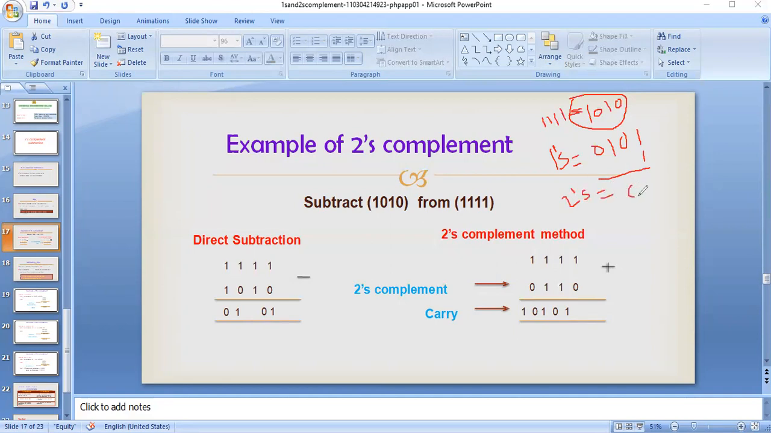So what is the 2's complement? 1 plus 1, 1 is the carry, 0 is the sum. That means 0, 1, 1, 0. So this is the 2's complement result. After that, you have to add the 2's complement result to the minuend. See here, this is the 2's complement result and this is the minuend. So you have to add the 2's complement result to the minuend.